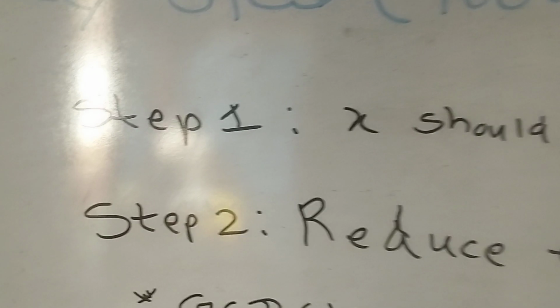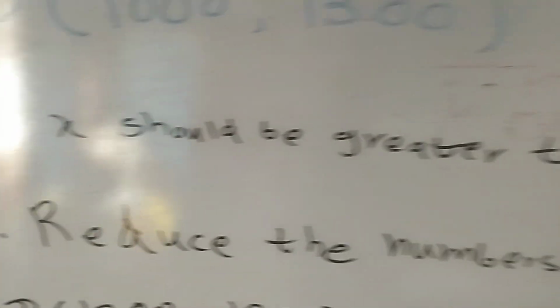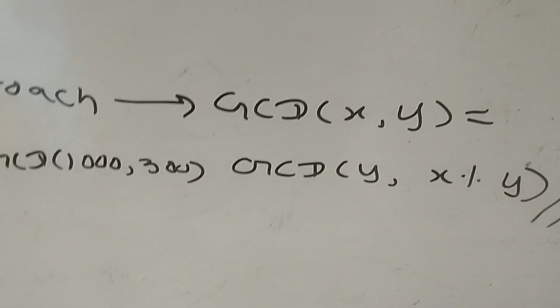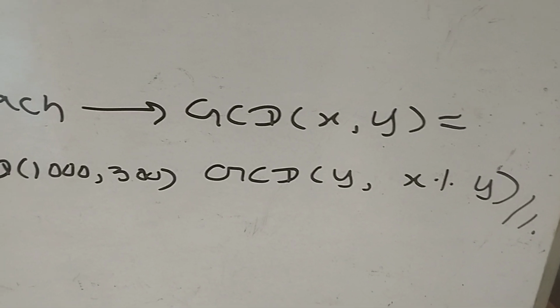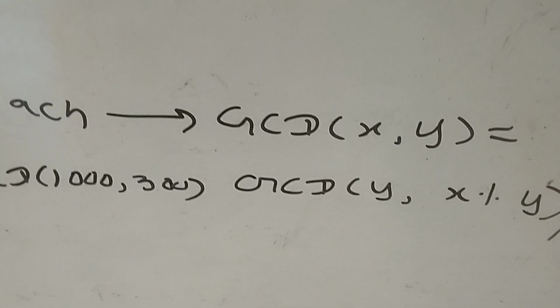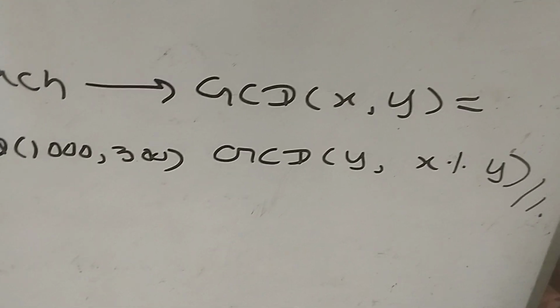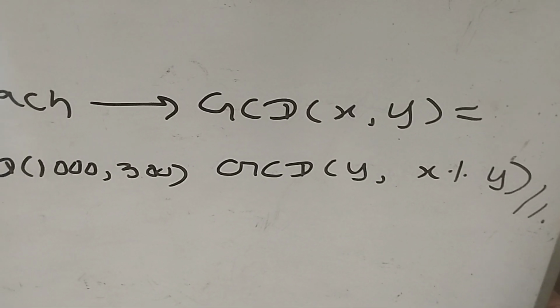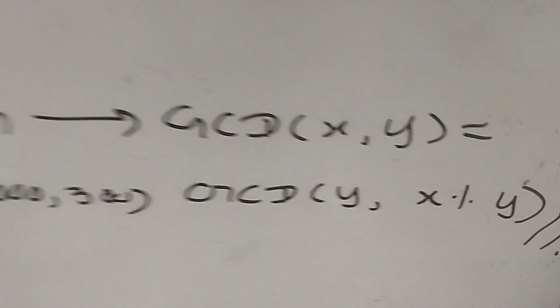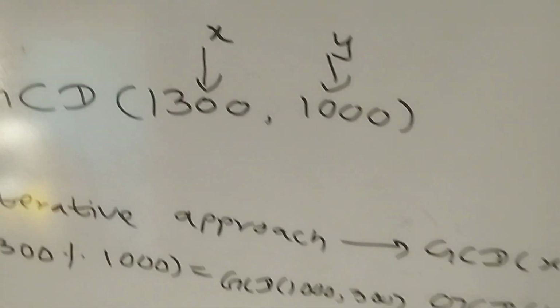Okay, simple. So step 2 is we need to reduce the numbers using an iterative approach. What does that step mean? If we want to find the GCD of x comma y using an iterative approach, we'll put the second number in the first position, and for the second position we'll take the remainder of x when we divide it by y. So let's do it for this one.